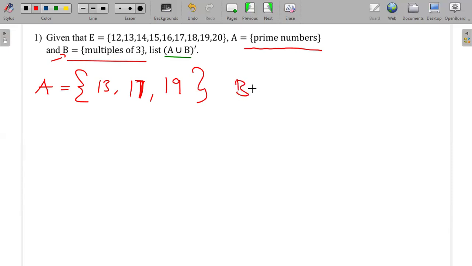The other set that I want to list down is set B. Set B is a set of multiples of 3. What does multiples of 3 mean? It simply means the numbers in this universal set in which 3 can go into without leaving a remainder. So 3 can go into 12 4 times, remainder 0. It can go into 15 5 times, remainder 0. It can go into 18 6 times, remainder 0. So the numbers that are multiples of 3 are 12, 15, and 18.